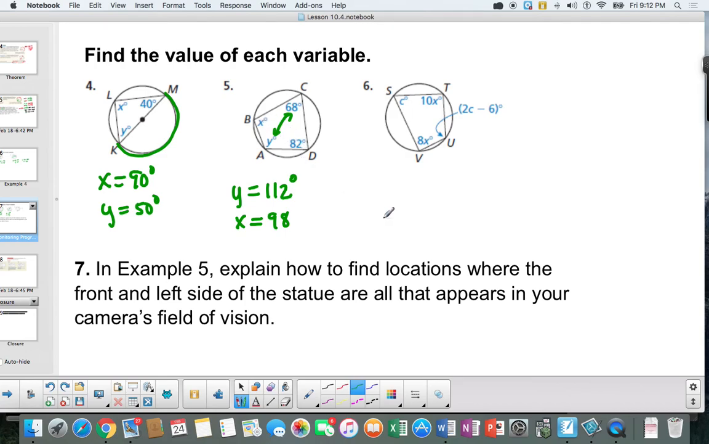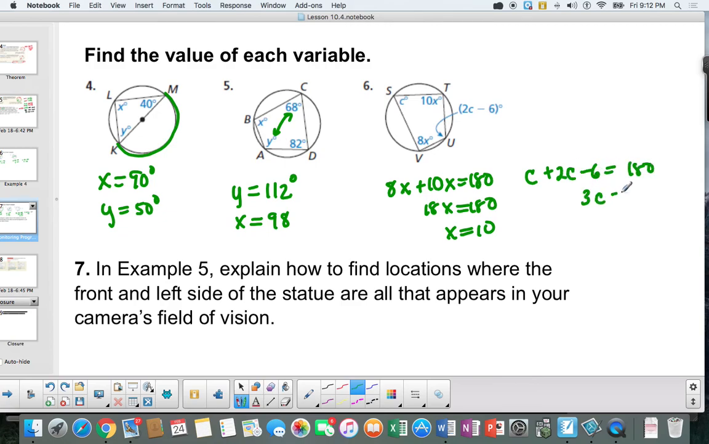In this one, we're going to have to set 8x plus 10x equal to 180. This is 18x equal to 180, and x is equal to 10. These two, c plus 2c minus 6, have to equal 180. So this is 3c equal to 186. So c is equal to 62.